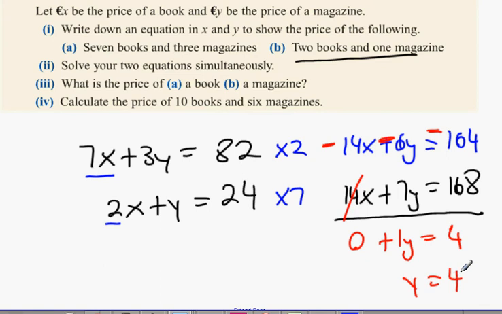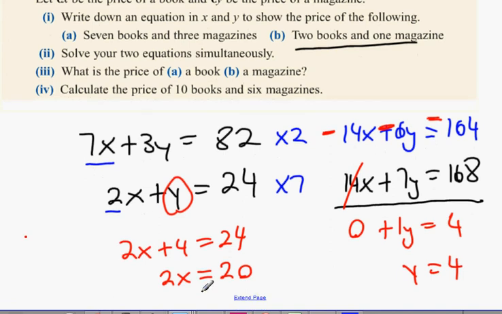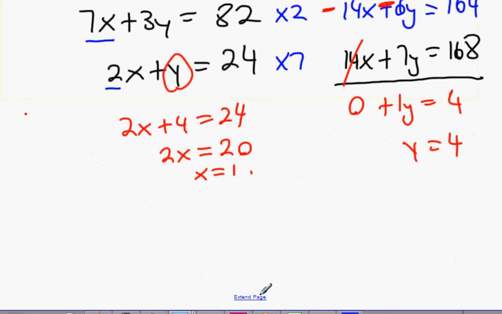It can't be negative money. It has to be positive money, okay? Now, y equals 4. Let this one be 4. 2x plus 4 equals 24. 2x, therefore, must be equal to what number? 20. x must be 10. One of them is 10 euro, and the other one is 4 euro.